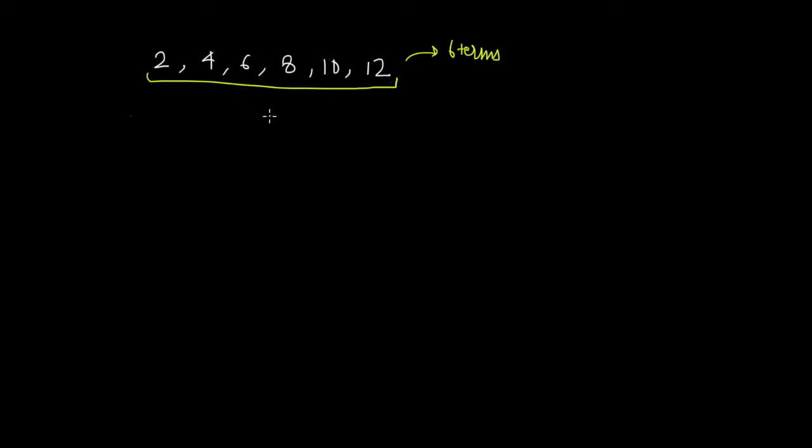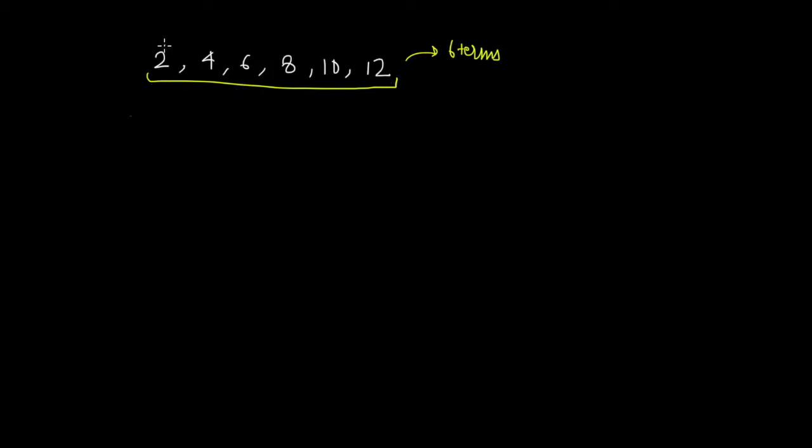Okay, so a sequence is basically a set of numbers, an arrangement of numbers in a definitive order according to some rule or some specified way of writing them. What I mean by that is, let's consider a sequence like so: 2, 4, 6, 8, 10, 12. This is a sequence, and what we notice is that there are 6 terms, and it can be represented in some format.